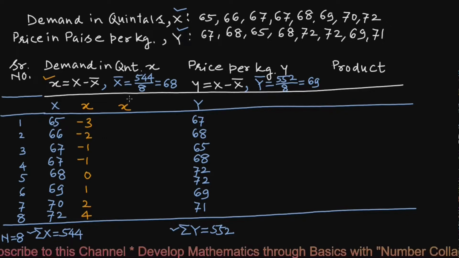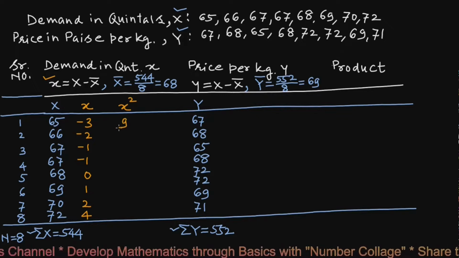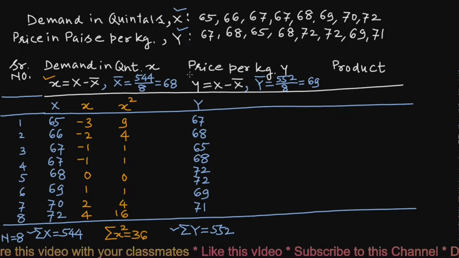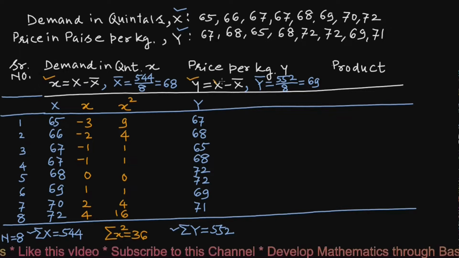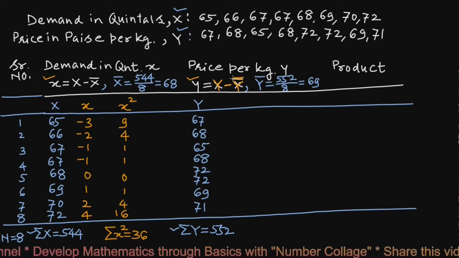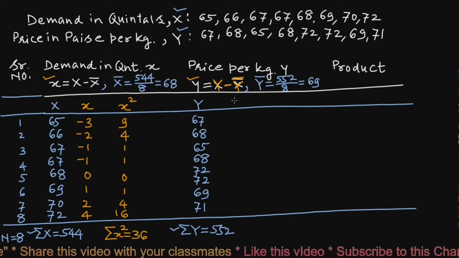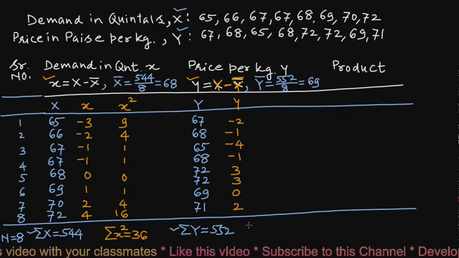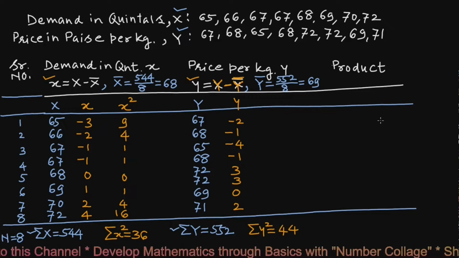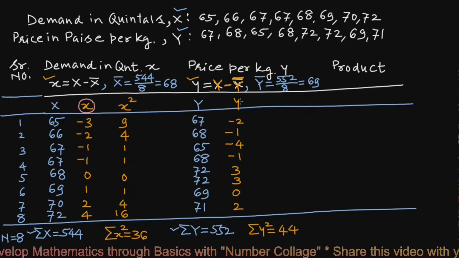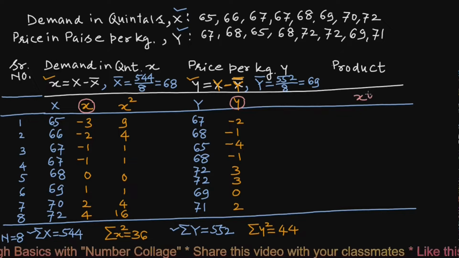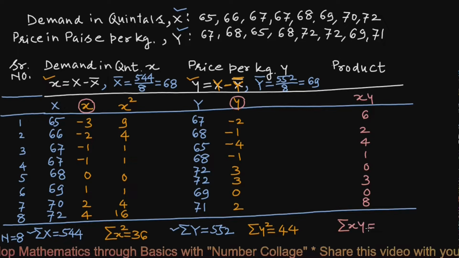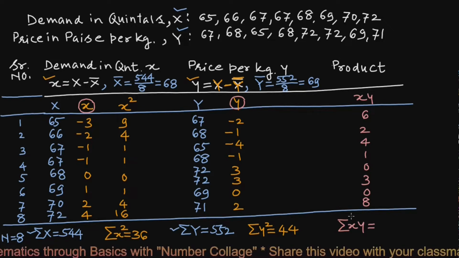The next column will be that of x square, so we write 9, 4. Summation of x square will be 36. Next we find values of y, which will be y minus y bar. So the values of y will be 67 minus 69, minus 2, and summation y square will be 44. Next we have to write the product of x and y, that will be xy, and the first value will be 6, and summation xy, that is sum of all these numbers, will be 24.